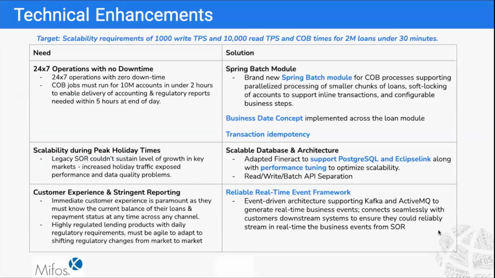So first off, the customer needed to be able to operate their system 24/7 with no downtime. So they need to be able to run the close of business jobs for 10 million accounts in under 2 hours at end of day to be able to deliver upon reports which needed to be generated within 5 hours. So to do this, we developed a brand new Spring Batch module, which allowed for the parallelized processing of the batch jobs, such that smaller chunks of loans could be processing the batch jobs, having them be soft locked such that real-time inline transactions could occur.